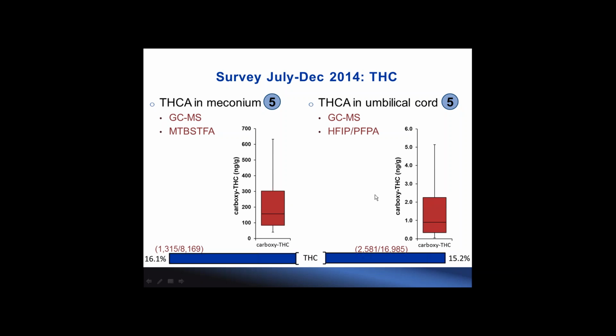So with this in mind, we can clearly see that the umbilical cord THCA or carboxy-THC concentration is much lower than that in meconium. Let's take a moment to get the concept of cutoff. There are several ways of setting the cutoff. One cutoff can be made by the law. It may be made by standardized guidelines. In some cases, they are made by the test method's capability.